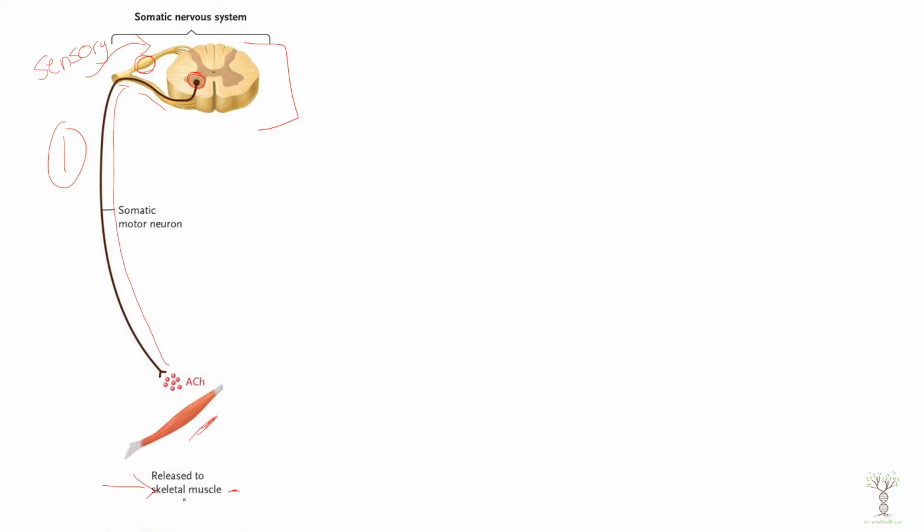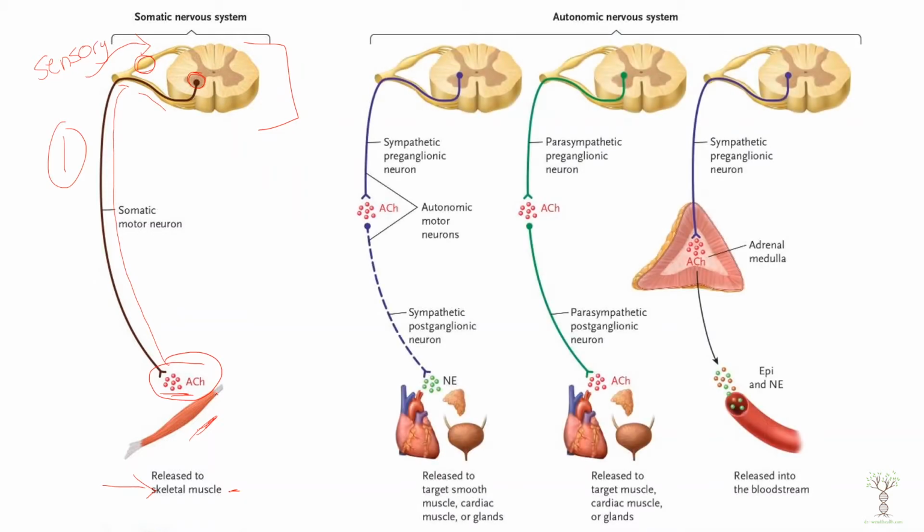The target is skeletal muscles, and the neurotransmitter is acetylcholine. Acetylcholine is always excitatory, and it will always cause muscle contraction. Now, if we compare that to the autonomic nervous system, we have a sympathetic and a parasympathetic response. And now, the sympathetic actually has two ways of functioning. One of them is going to involve the adrenal gland. So those are the differences between the somatic system and the autonomic system.